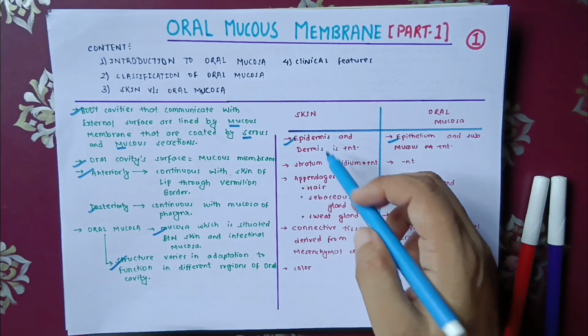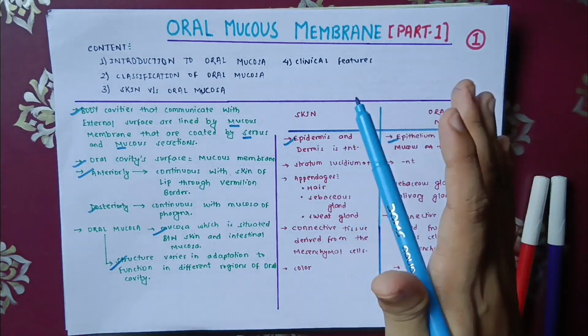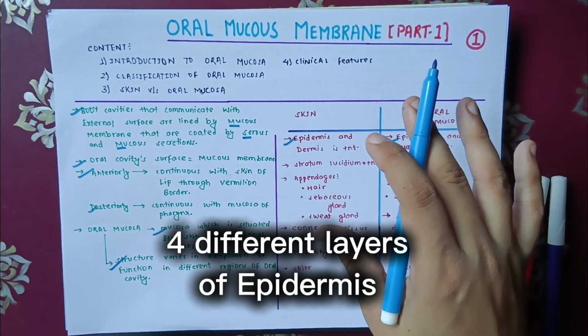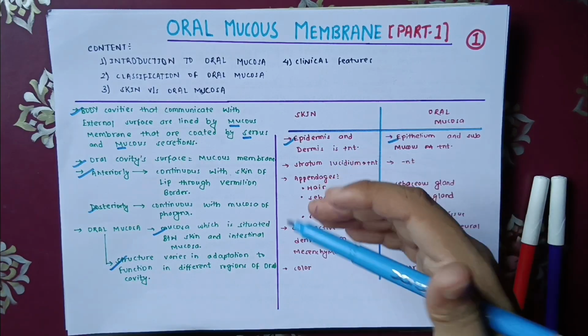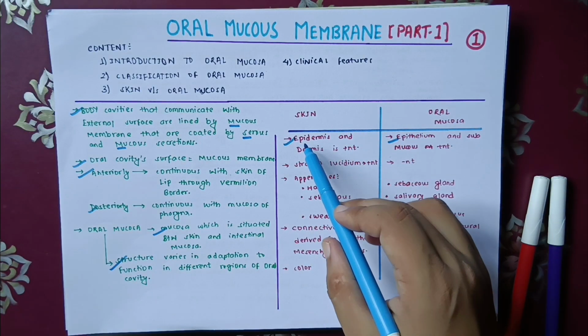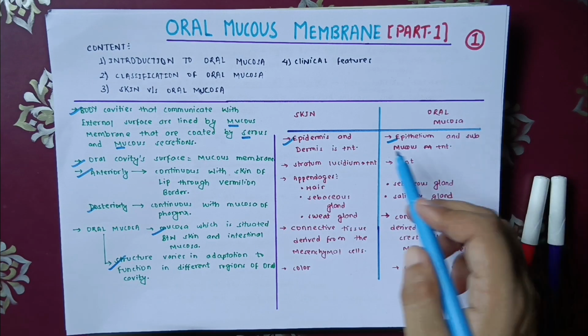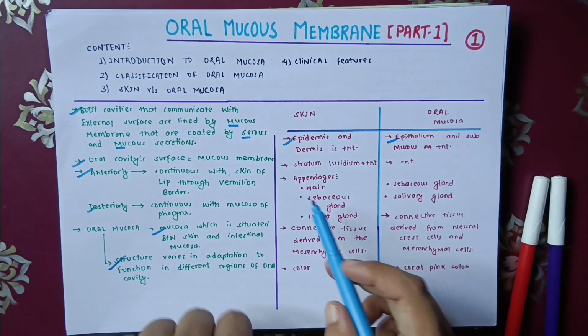About this epidermis and dermis, I think you have learned in general anatomy that we have four different layers of the skin. We will be discussing all those layers of the skin properly in upcoming videos, but for now you should remember that epidermis and the dermis are present in skin, but in oral mucosa there are epithelium and the submucosa.